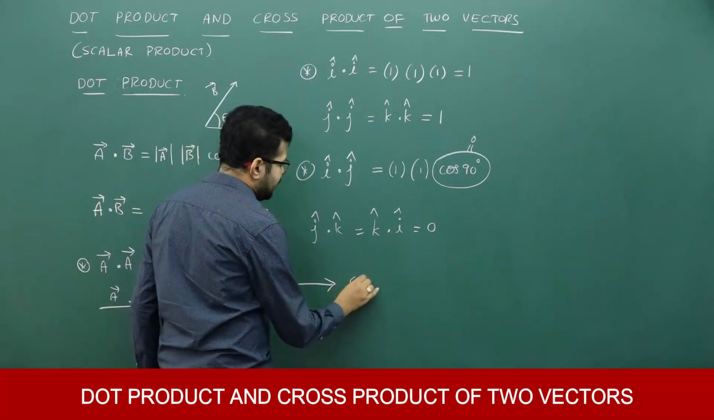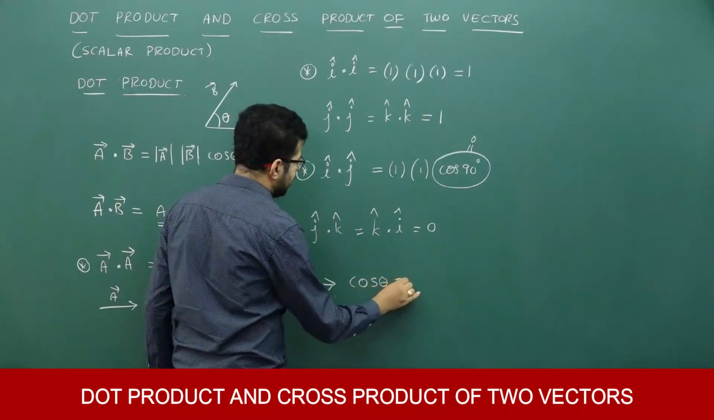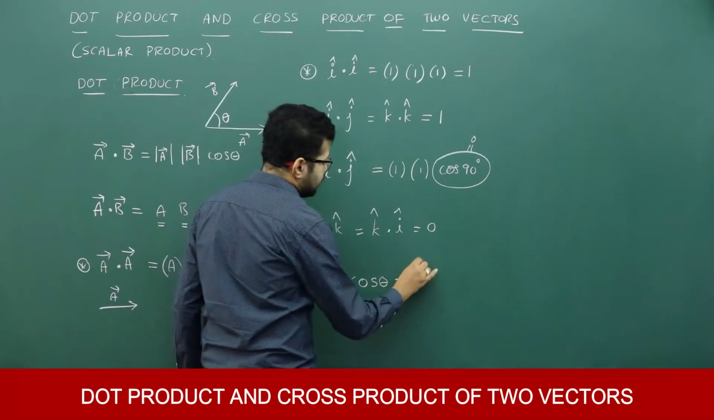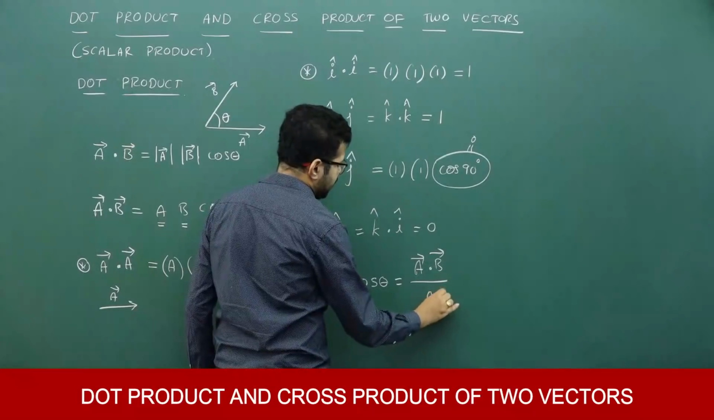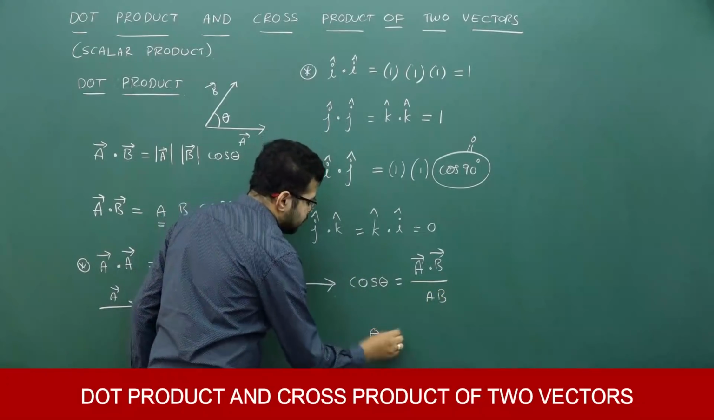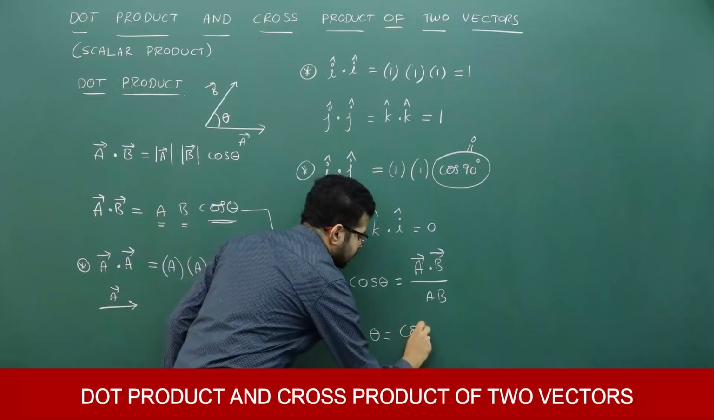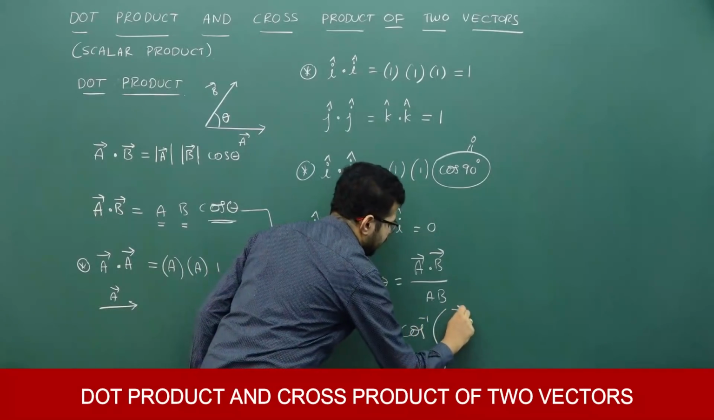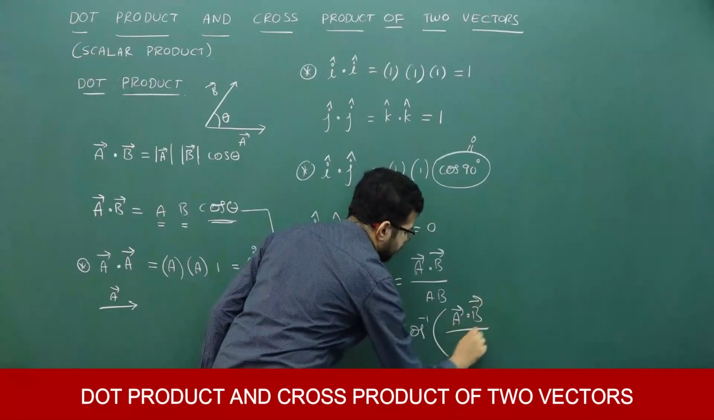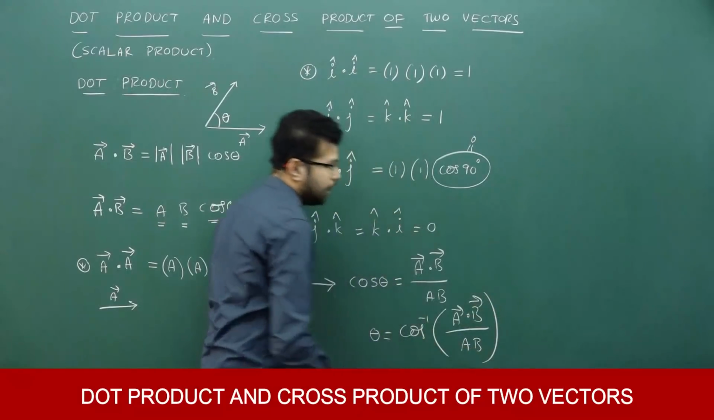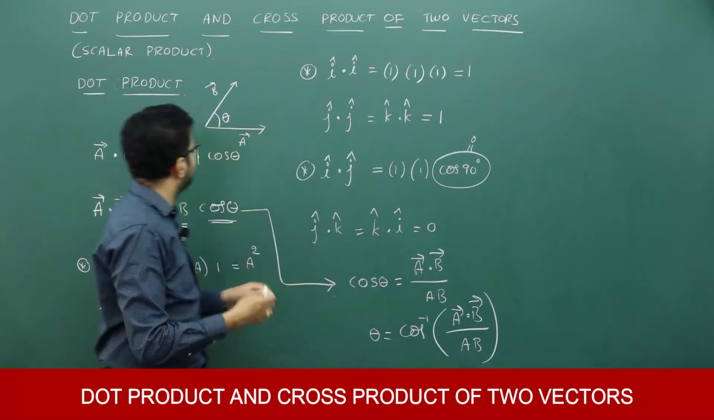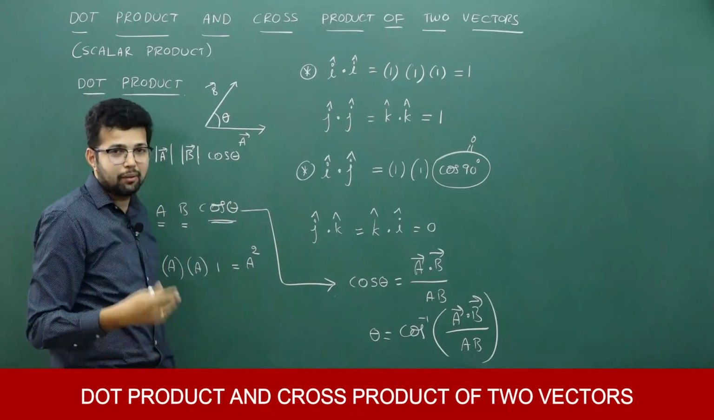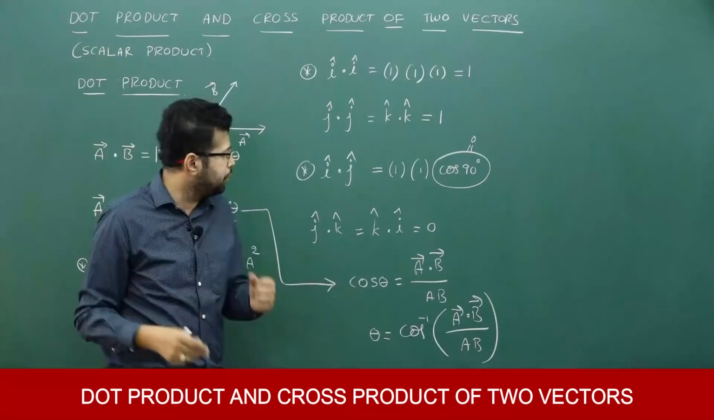Now, if you look at this equation, I can write an equation for cos theta. Cos theta is equal to A dot B divided by AB, or theta is equal to cos inverse of A dot B divided by AB. What does it mean? I can use the dot product of two vectors to find the angle between A and B.